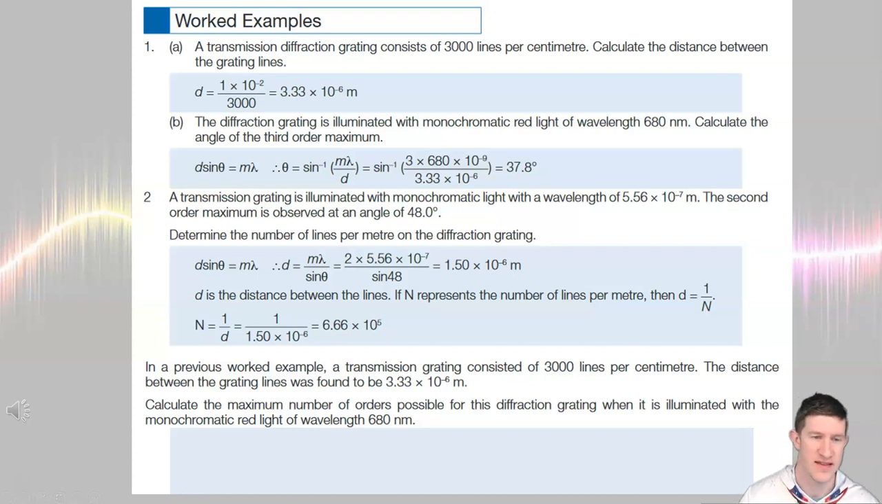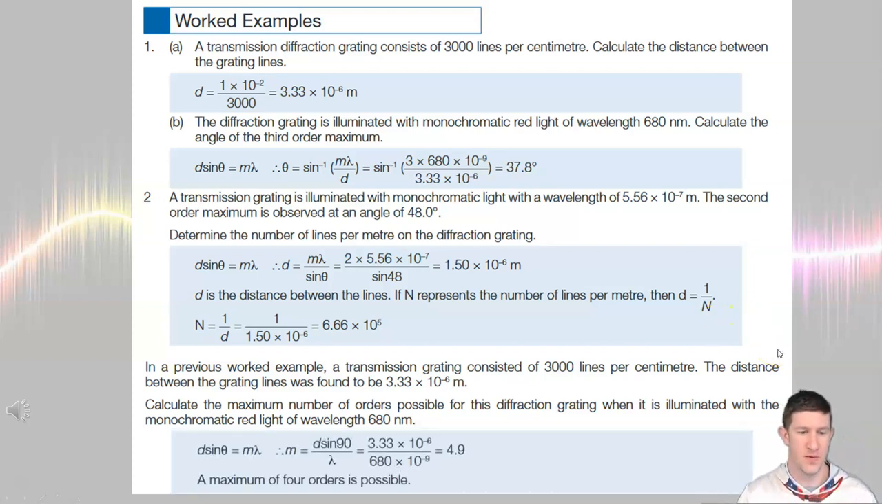Number of lines per meter on the diffraction grating. Again, we've got to tweak this a little bit. We start with our d sine theta, figure out what d is, the distance between the lines. Then if n represents the number of lines per meter, d is 1 over n. Just like in the earlier example, we could have written this as d is 1 over n: 1 meter divided by how many lines per meter. We get 6.66 times 10 to the 5. That's how many slits, lines we have on the diffraction grating.